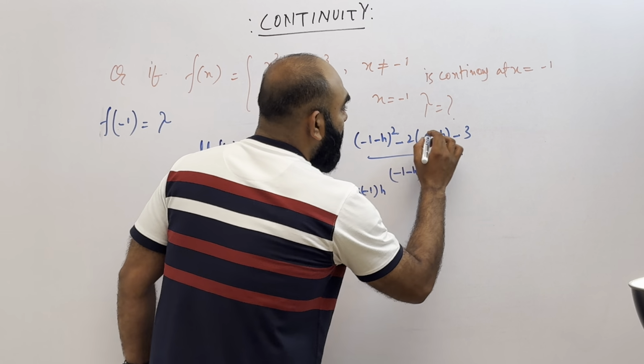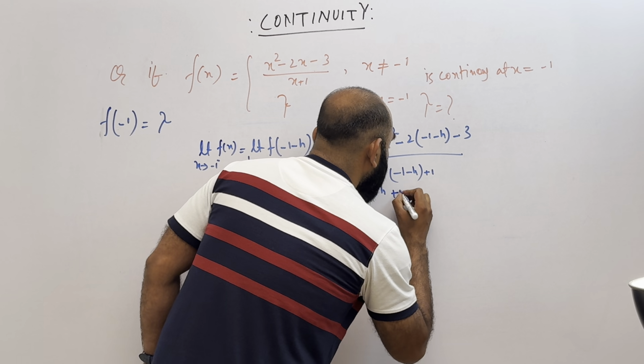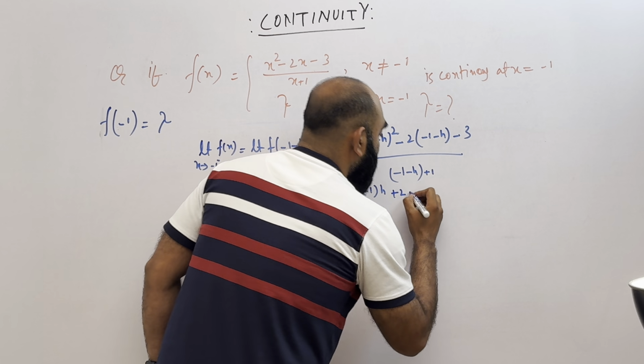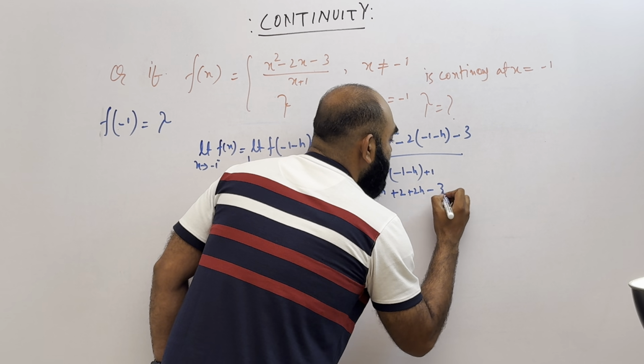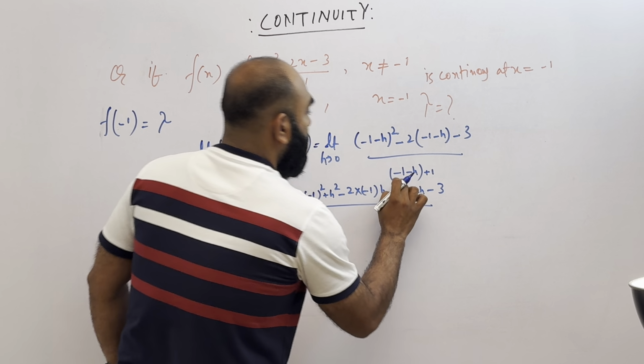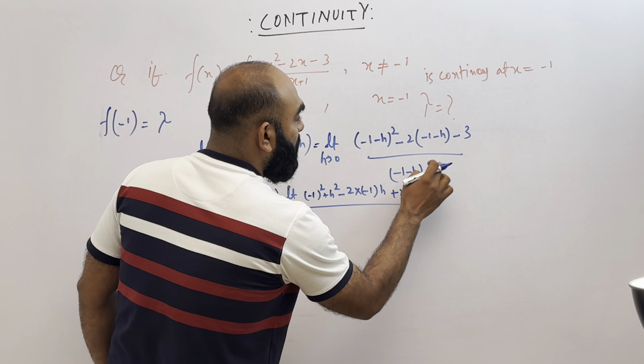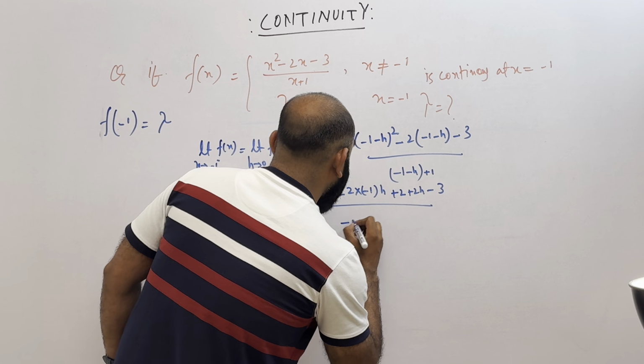Okay, sir. Multiply this one. Minus 2 into minus 1, plus 2. Minus 2 into minus h, plus 2h. Minus 3 divided by minus 1 minus h plus 1. So this plus 1 and minus 1 cancel. We have minus h.